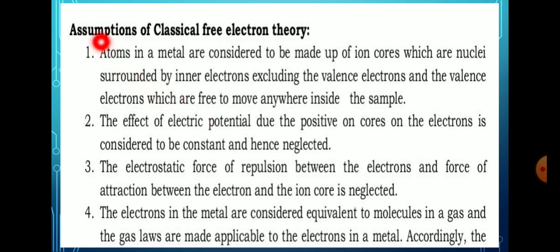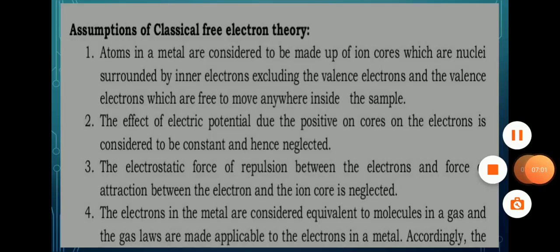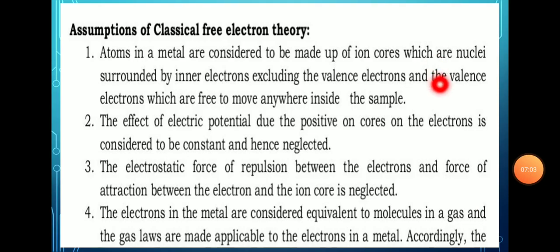We discuss some assumptions of the classical free electron theory one by one. There are four assumptions of the classical free electron theory. First, atoms in a metal are considered to be made up of ion cores, which are nuclei surrounded by inner electrons excluding the valence electrons, and the valence electrons, which are free to move anywhere inside the sample.